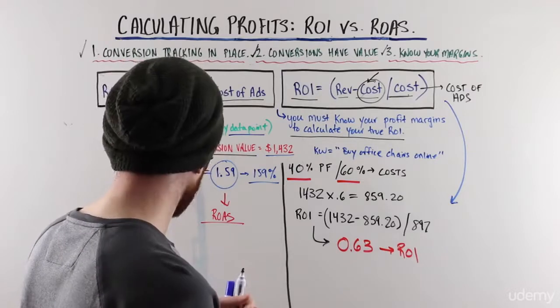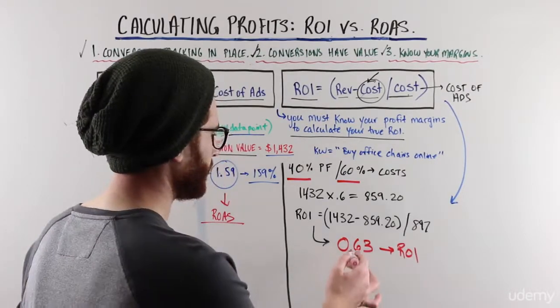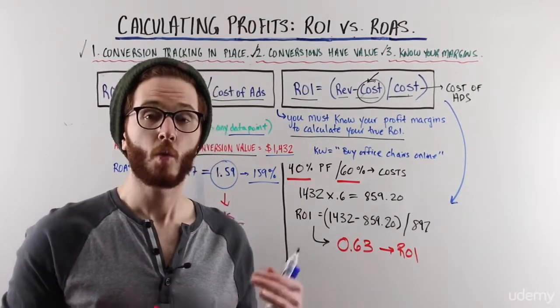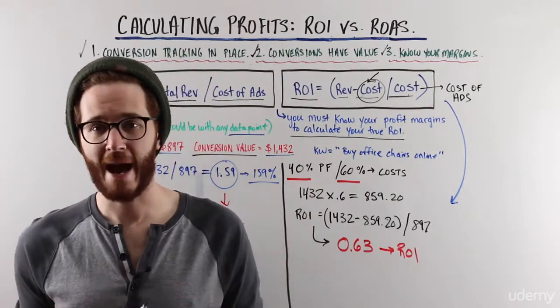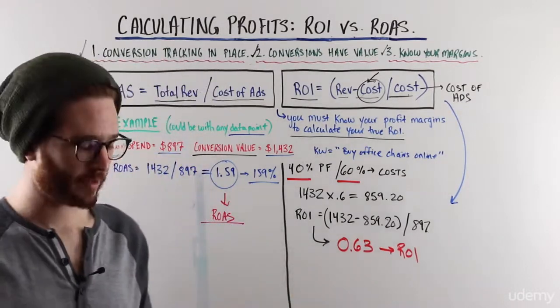That's what ROI means over there. 0.63, meaning, what does that mean? For every dollar we spend, we only make 63 cents back. So we're losing money. We're losing 37 cents every time we spend $1 in advertising.